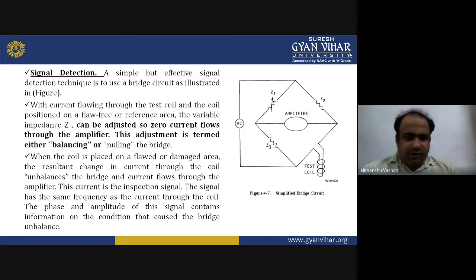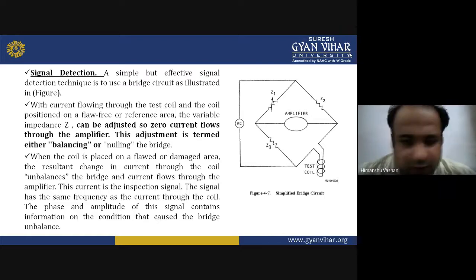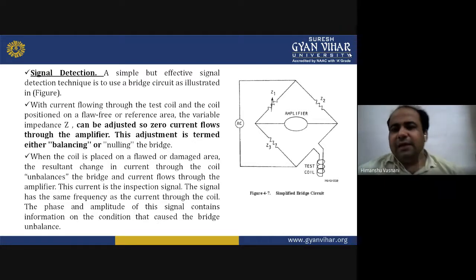What is nulling? With the current flowing through the test coil and the coil positioned on a flaw-free or reference area, the variable impedance Z can be adjusted so that zero current flows through the amplifier, and this adjustment is termed balancing or nulling the bridge. In the simplified bridge circuit on the right-hand side, you have the AC supply on the left and the test coil on the right. In between, you have the amplifier, with Z1, Z2, and Z3.